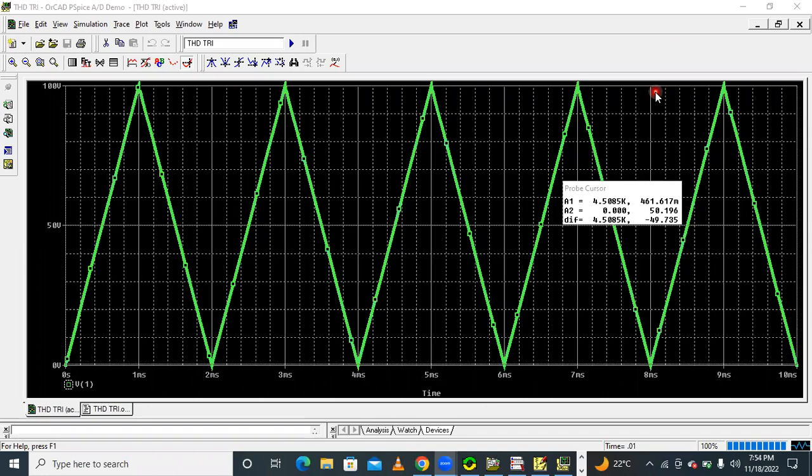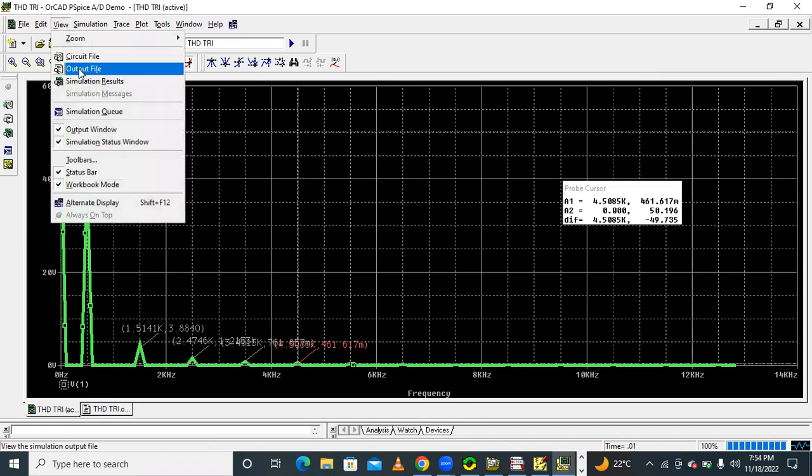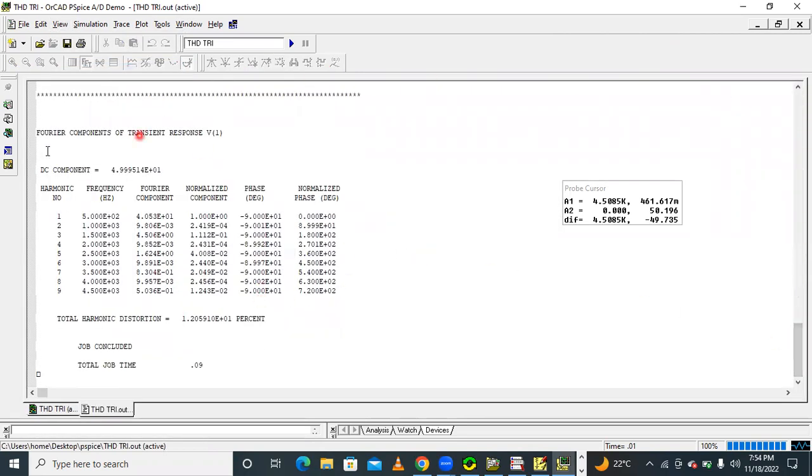So this is about total harmonic distortion, THD, to find the total harmonic distortion of a triangular waveform. By pressing the FFT, the harmonic voltages are displayed like this, and the harmonic spectrum can be displayed like this. After this, go to view and simulate output file, and then in this output file, these are the number of harmonic voltages. The total harmonic distortion is equal to 1.2, that is approximately 12%. So the theoretically calculated and practically executed values are both the same. So this is about total harmonic distortion of a triangular waveform or non-sinusoidal waveform.